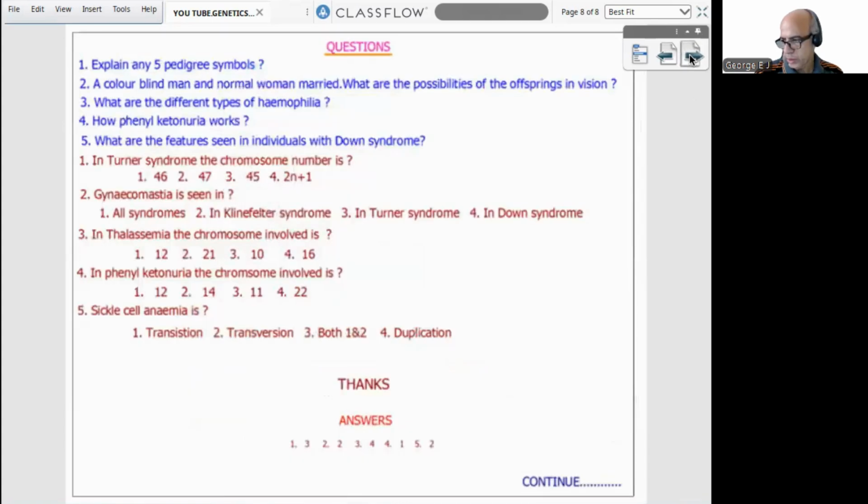And after that, usually 5 theory questions, 5 NEET model questions with the key. Hoping that you are able to follow this episode. From the exam point of view, theory is comparatively more important for entrance.